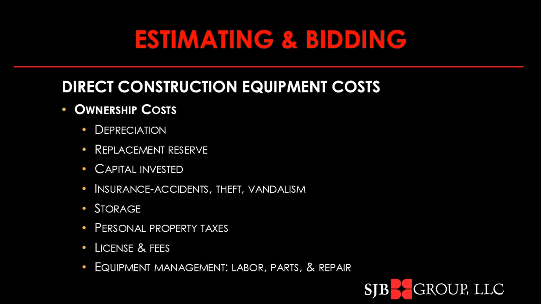In some states, that piece of equipment is going to have a personal property tax associated with it that needs to be built into the ownership cost. And of course, you've got your licenses and your fees for that piece of equipment. And then you need to consider how you're going to do the accounting for your labor, parts, and repair. Some of your larger construction firms will set up their own equipment system yard, and that equipment system needs to be paid for by the ownership cost, the rent of your various pieces of equipment.